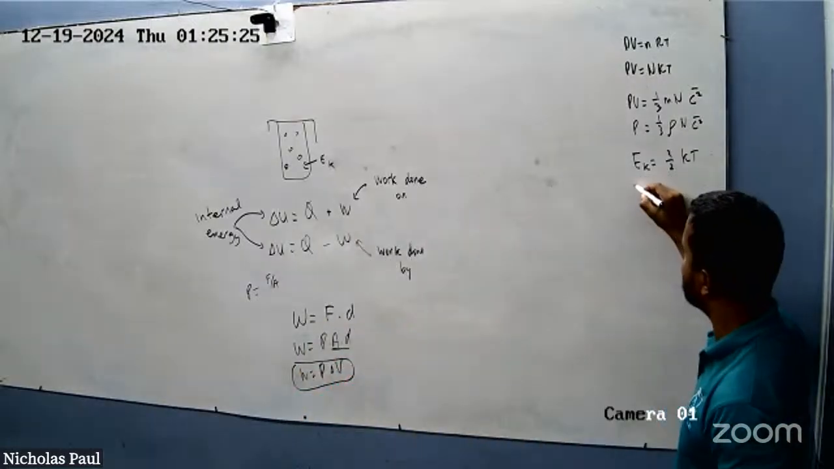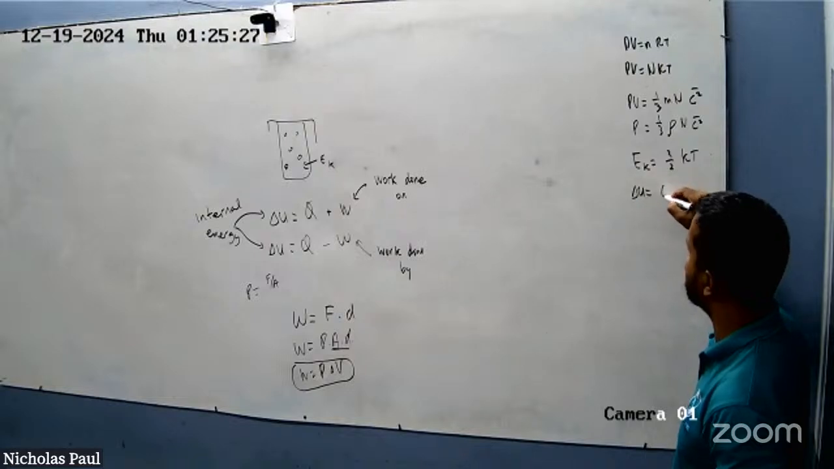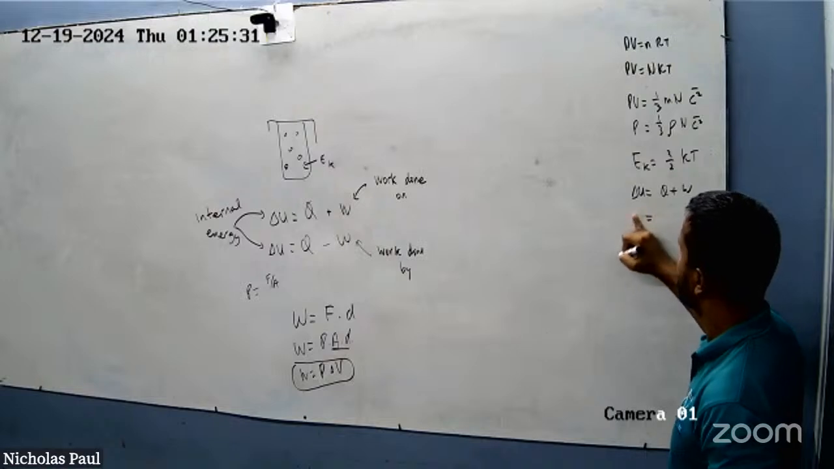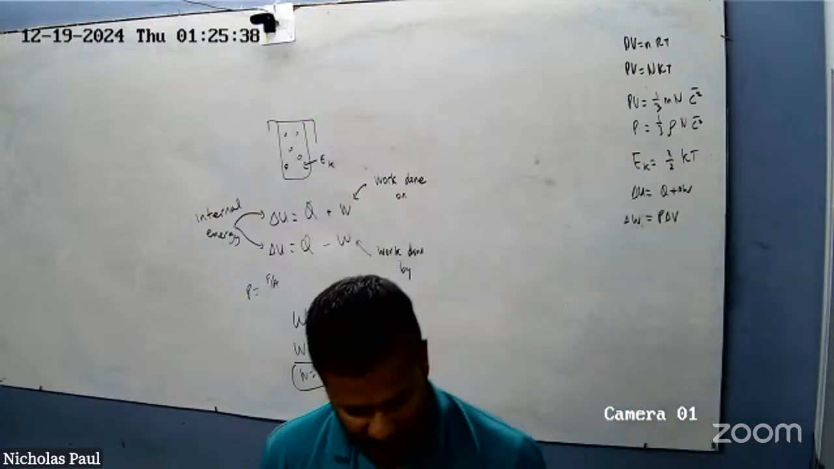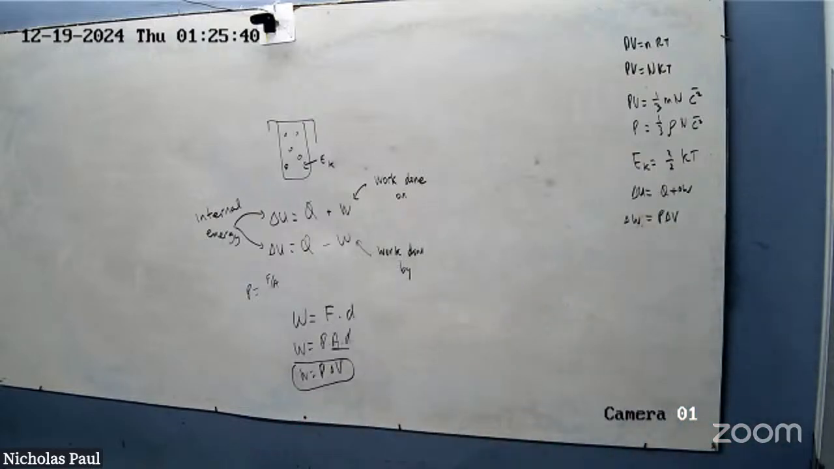All right, so you can add that to your list. Change in internal energy is Q minus work done, and work done is pressure by change in volume. That's the symbol there, delta. Let's go to the notes now and run through some of this.